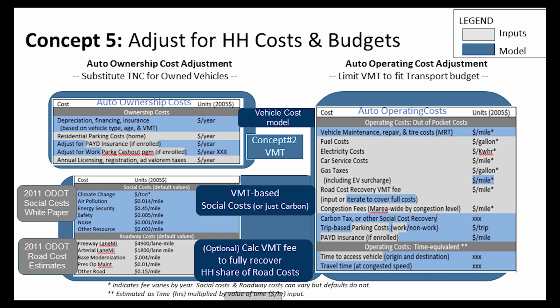Some point in here you need a value of time. So there's time equivalent operating costs. And a lot of these things vary by year. So the inputs you put in are not necessarily fixed, but you can say the congestion fee changes over time, say.